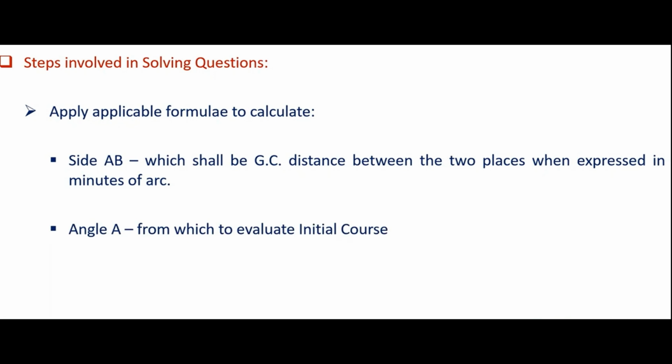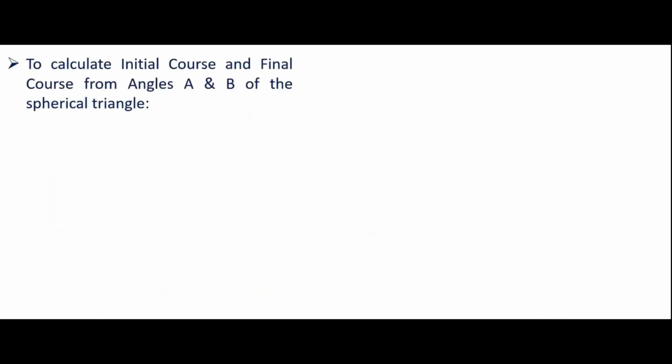Again, we can solve for angle A of the PAB triangle. Please note that angle A shall be the internal angle of the spherical triangle PAB, and this angle A can be used to evaluate the initial course of the vessel. Angle B of the PAB triangle, the internal angle again, can be calculated and used to evaluate the final course of the vessel. How do we evaluate initial and final course using angles A and B?